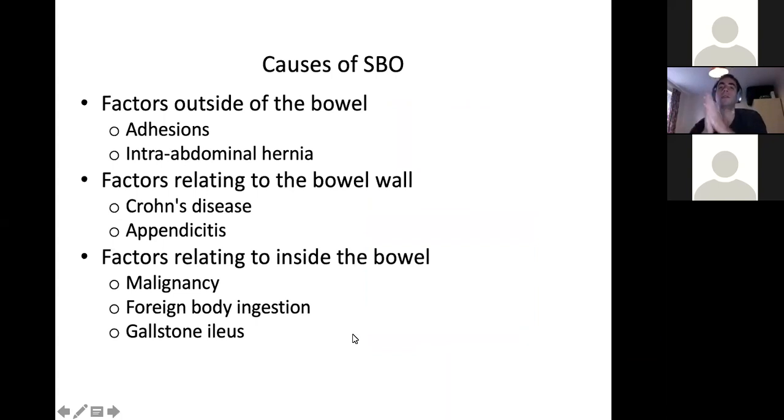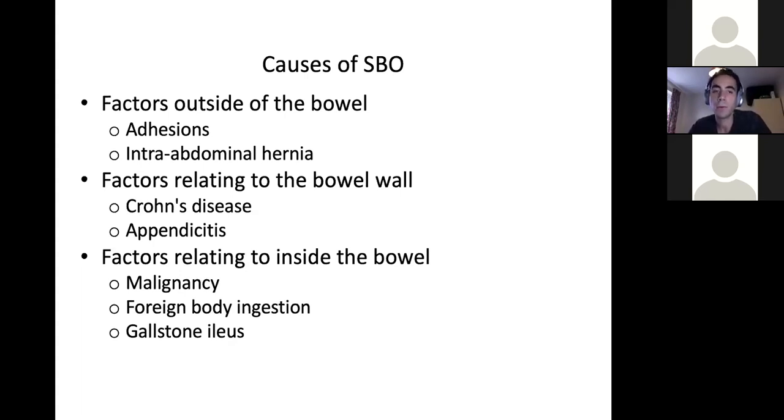When we think of the causes of small bowel obstruction, as with many things in medicine, we try to classify them. The way to think about it is that there are things outside the bowel, things relating to the wall of the bowel, and things from the inside of the bowel. The commonest are outside the bowel, like adhesions from previous surgery, and an intra-abdominal hernia as well, which is less frequent.